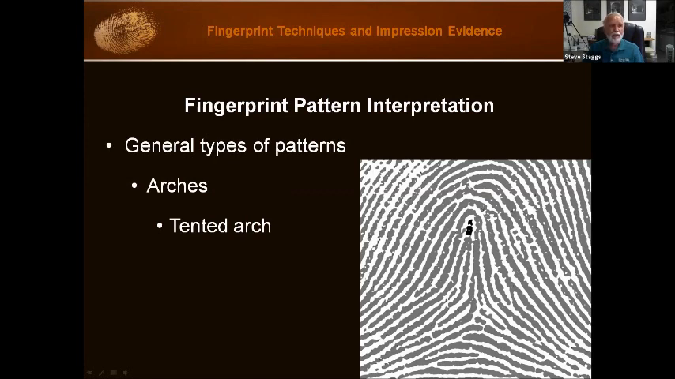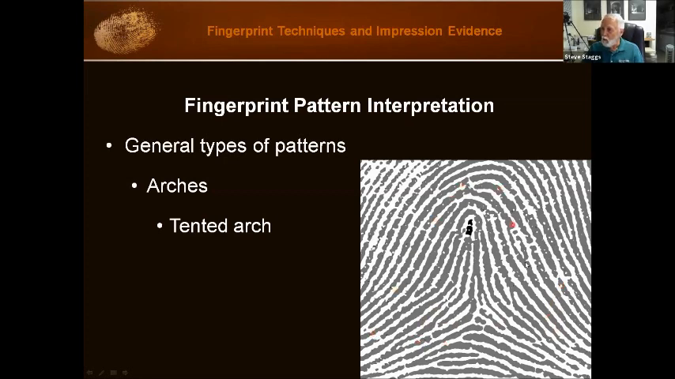One or more of the ridges at the center may form an upthrust, or the tinted arch may have a combination of 2 of the 3 basic requirements of a loop, but lack the 3rd. I'll talk about that on the next slide. So as we look at this, could this be a loop? No, it's a tinted arch.